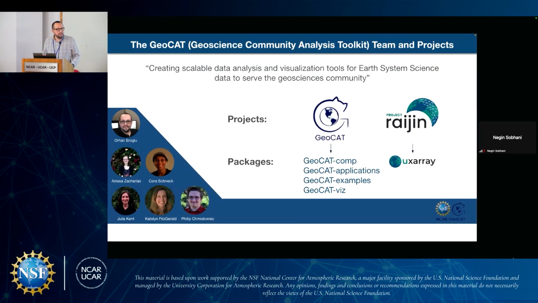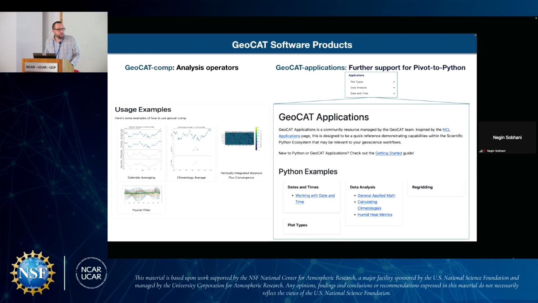The GeoCat team, led by myself, on the other hand, is a small team of software engineers with diverse backgrounds in science and development projects. We create a number of Python packages for data analysis and visualization services for ESS, Earth System Science workflows. Some of the packages you can see here on the screen. GeoCat Comp, for example, is the computational component of our tool stack, where we implement data analysis functions to realize communities' data analysis workflows.